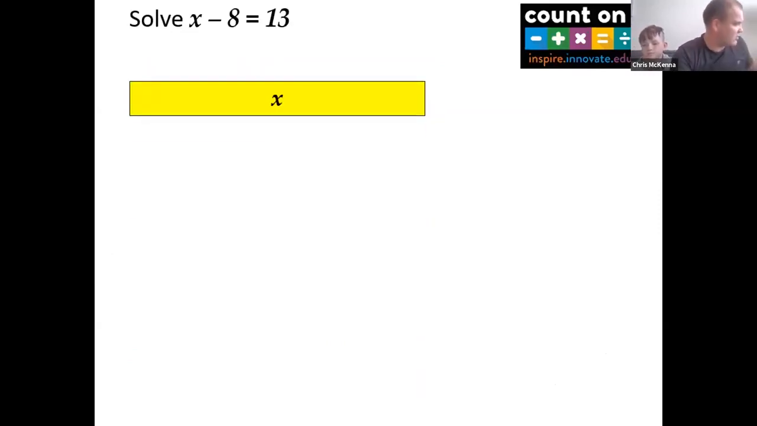Right, I'm just going to look at the question. Okay, yeah, we'll get time for this one. So x take away 8 equals 13. So I'm going to start with, I want you to draw this bar x out. So draw that out for me, please.